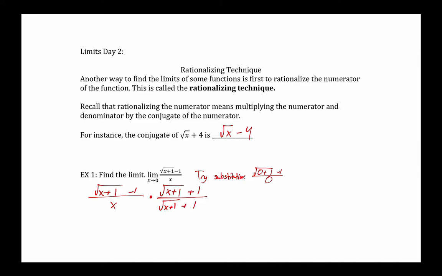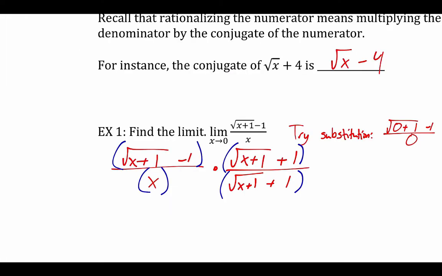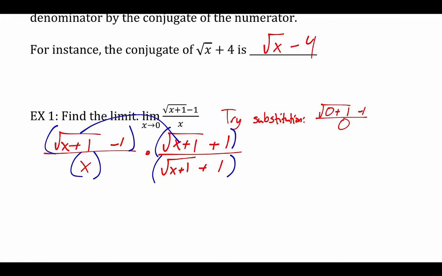So we're going to multiply the numerator and denominator by the same thing in order to keep the value of the function. So, putting this together, we're going to start distributing. Let me zoom in a little bit. We're going to do square root of x plus 1 times the square root of x plus 1. Well, that ends up being the square root of x plus 1 squared. In other words, just x plus 1.